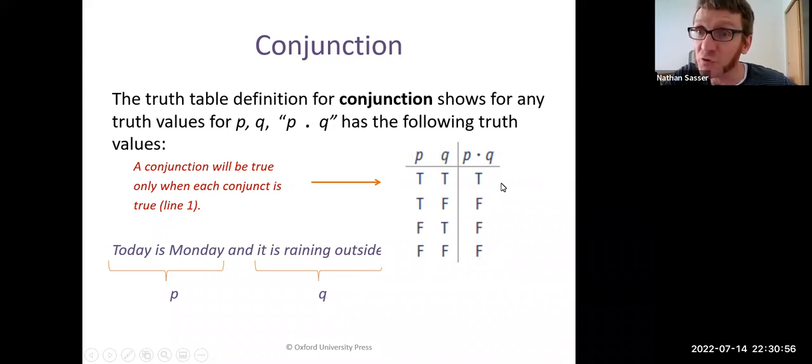So the truth or falsity of the conjunction is a function of the truth or falsity of the simple statements, the conjuncts, as well as the meaning of the logical operator. And this is the definition of when a conjunction is true. So if it's true that today is Monday and it's raining outside, well, then the conjunction of those statements is true. Both the conjuncts are true. But if one of them is false, today's Thursday, let's say, or it's not raining outside, then the conjunction is false.